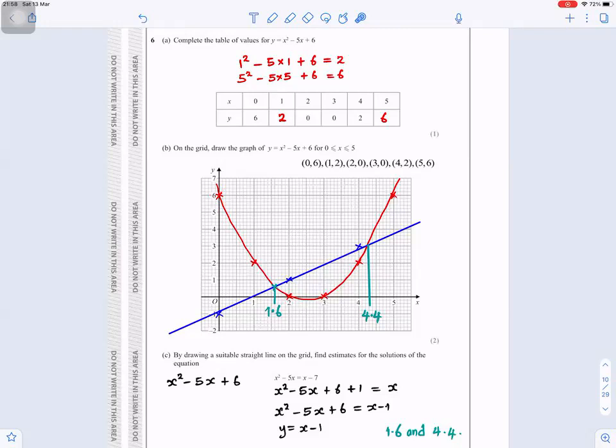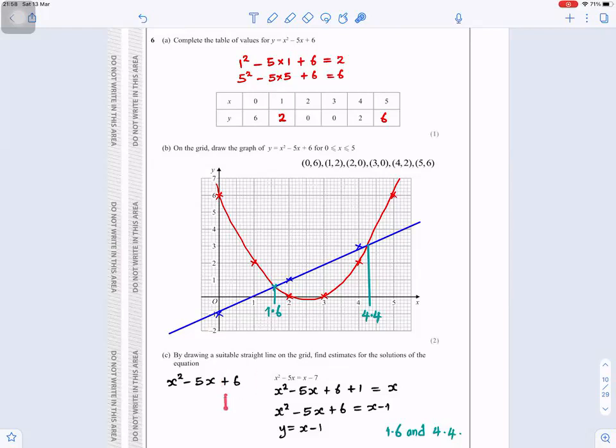For part C, by drawing a suitable straight line on the grid, find estimates for the solutions of the equation. Now, if you look at this equation, x squared minus 5x equals x minus 7, and you look at the graph, x squared minus 5x plus 6, you know the x squared and the x squared is the same. The minus 5x and the minus 5x is the same. The difference is, if you take the minus 7 to the right, it becomes plus 7. But we have here plus 6.